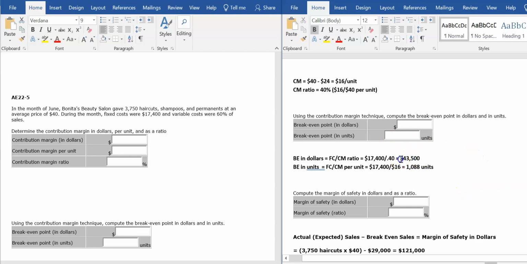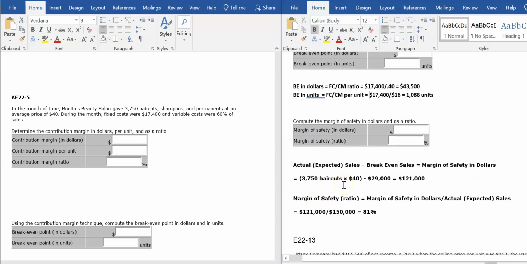What do we interpret this as? If the company sells $43,500, they will break even. In other words, they will have no profit or no loss. If they were to sell 1,088 services or units, they would break even as well.